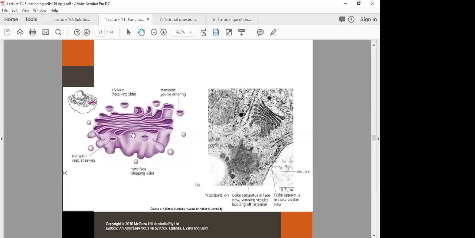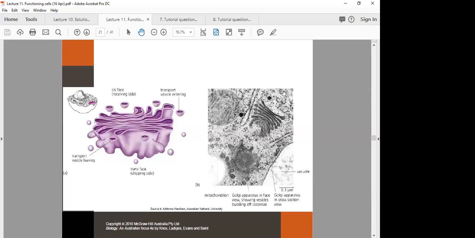Then you'll have these little bits of membrane that bud off from the Golgi. You can see here, the membrane here is budding off, and then it pinches off to form another little vesicle. And then that vesicle with its cargo comes off from this side of the Golgi, which is called the trans face or shipping side. And these vesicles will actually be transported to different parts of the cell depending on their contents. So that's the Golgi apparatus.